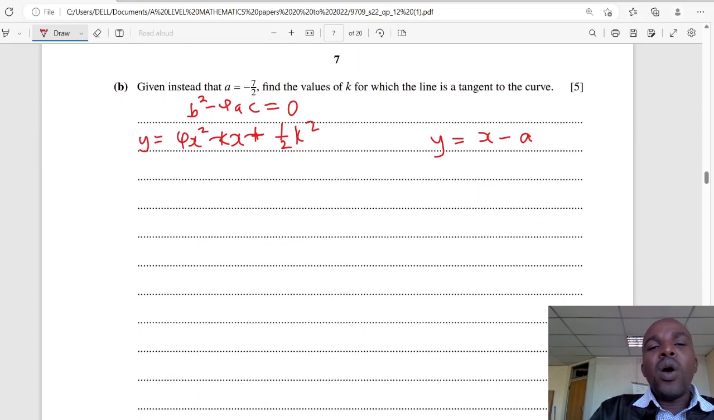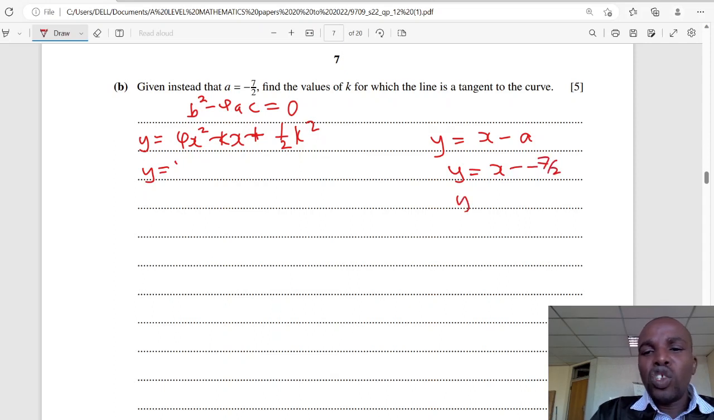Like this. Now we're given that the value of a is negative 7 over 2. So we say y is equals to, okay, let me just work it from here. So y is equals to x minus, it will be minus 7 over 2. So it will be y is equals to x plus 7 over 2.